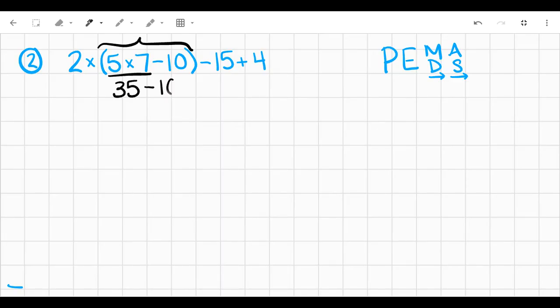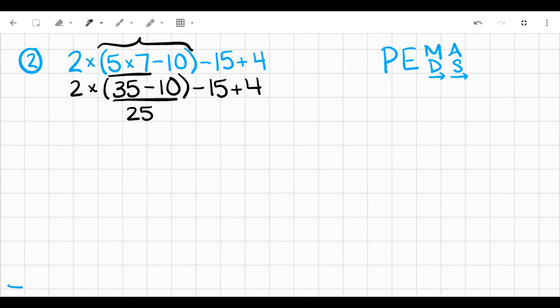I'm going to bring my minus 10 and my parentheses down because I haven't finished everything inside yet, as well as everything else in this expression, because I can't forget any step. Now I'm going to solve the rest of my parentheses, 35 minus 10, which equals 25.